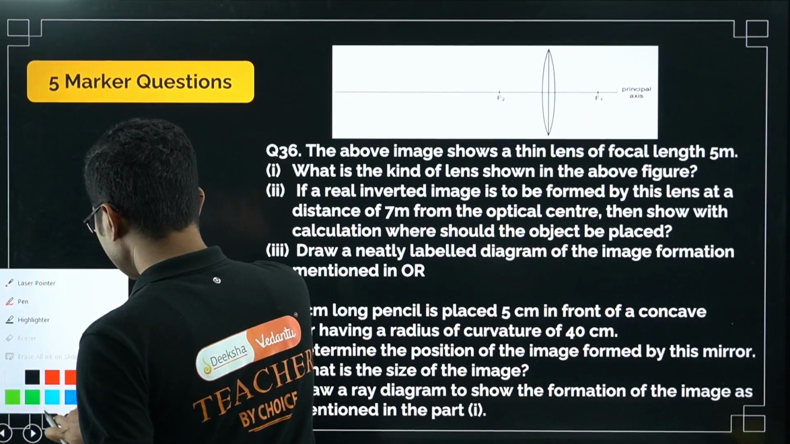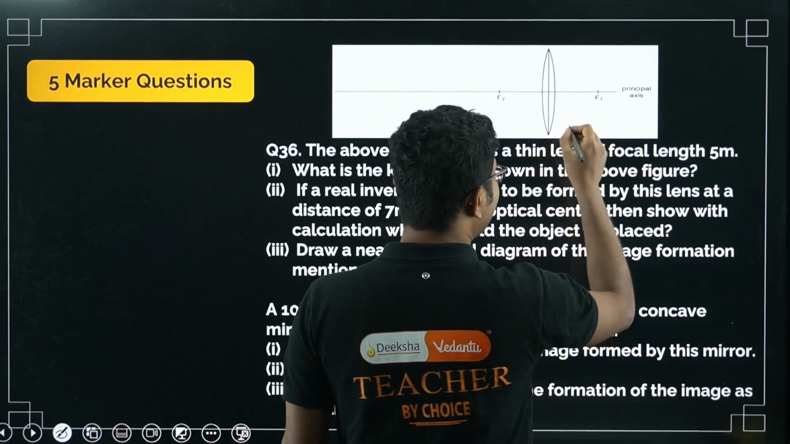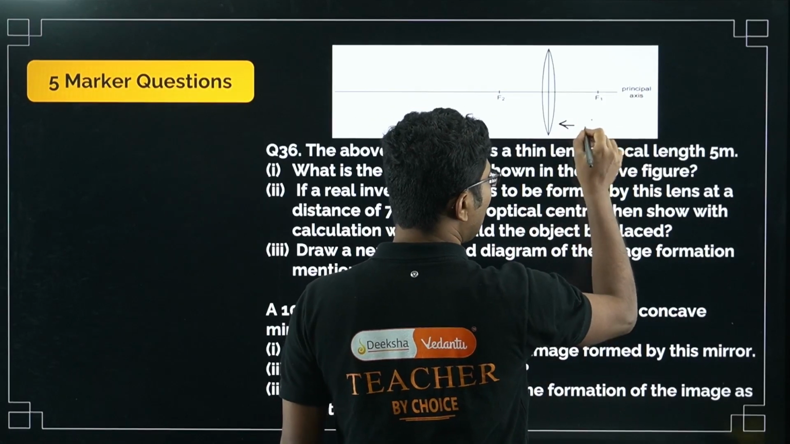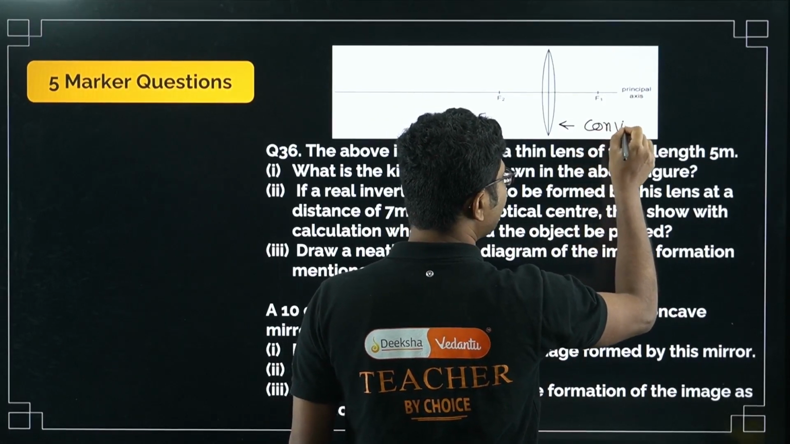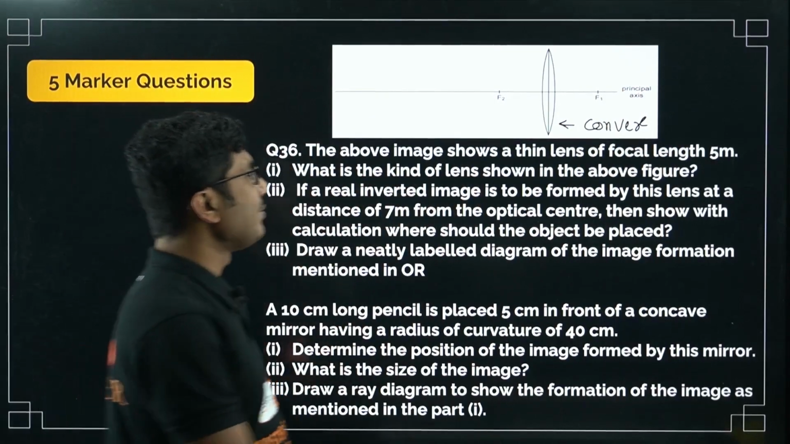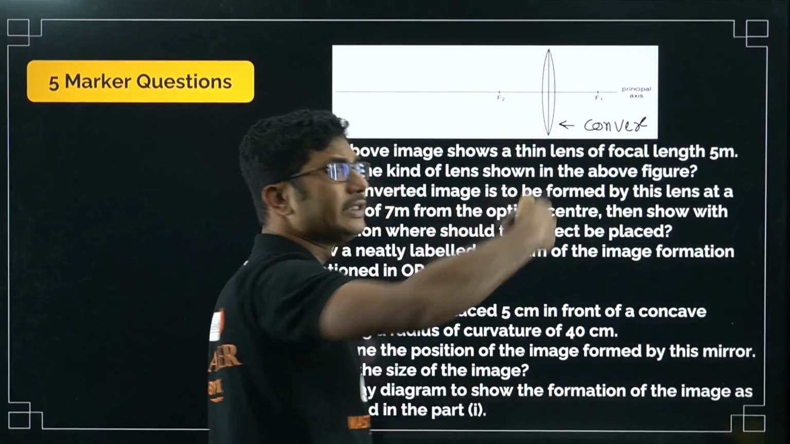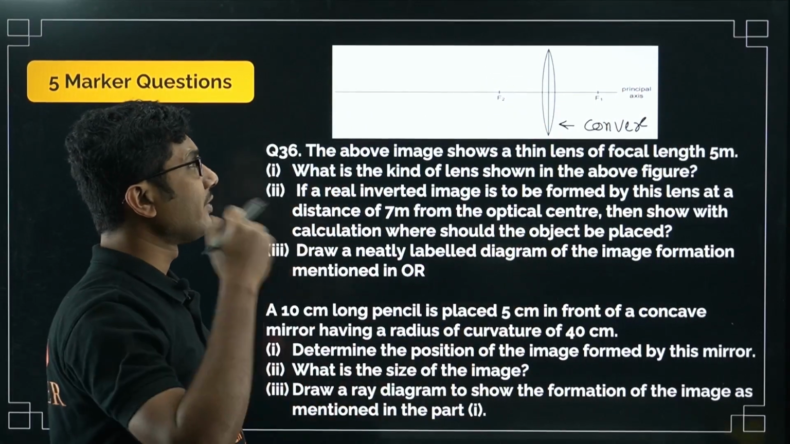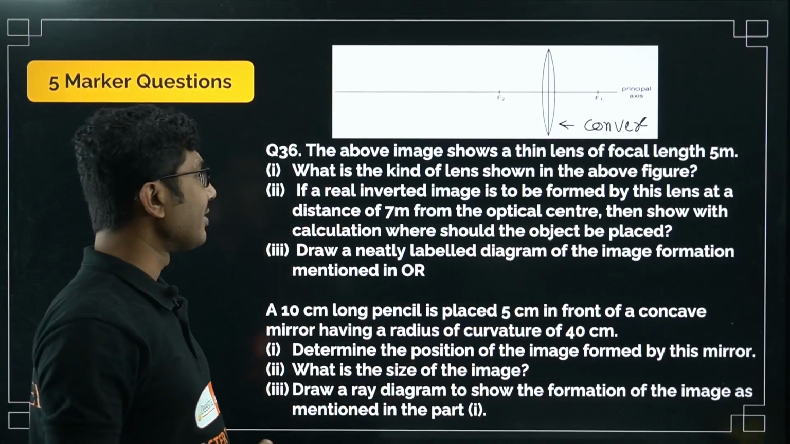It's a convex lens, more accurately a biconvex lens. But in your class, convex lens is sufficient. Okay, it is a convex lens. Why? Because both sides are bulged outward. So both sides of the lens are bulged outward, that's why it is a convex lens.